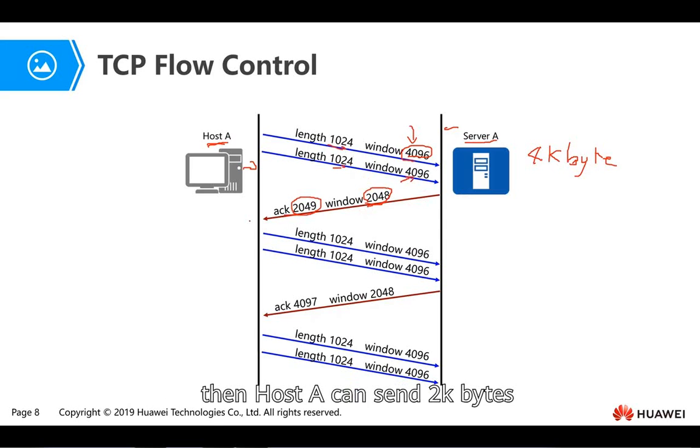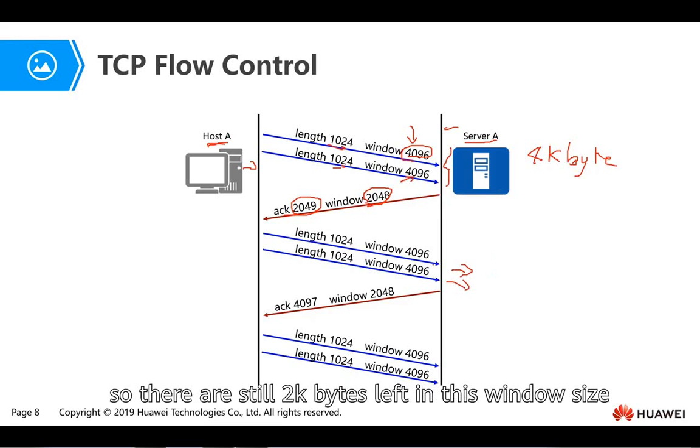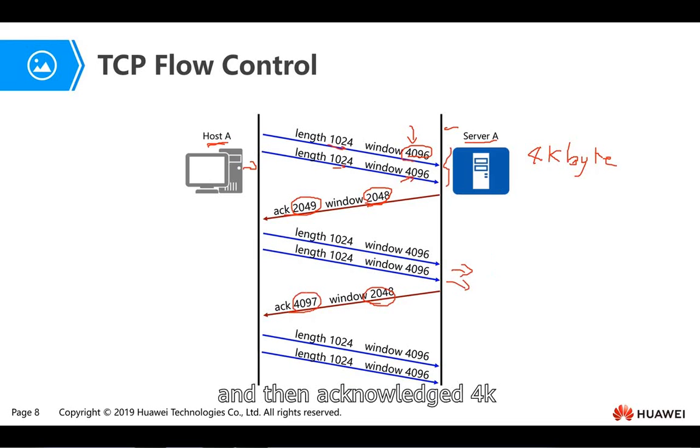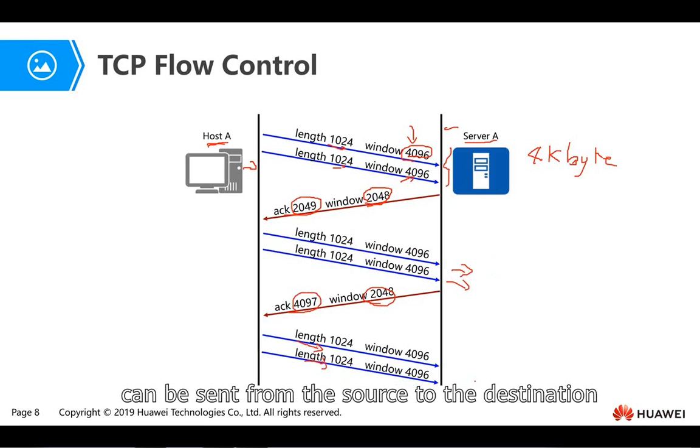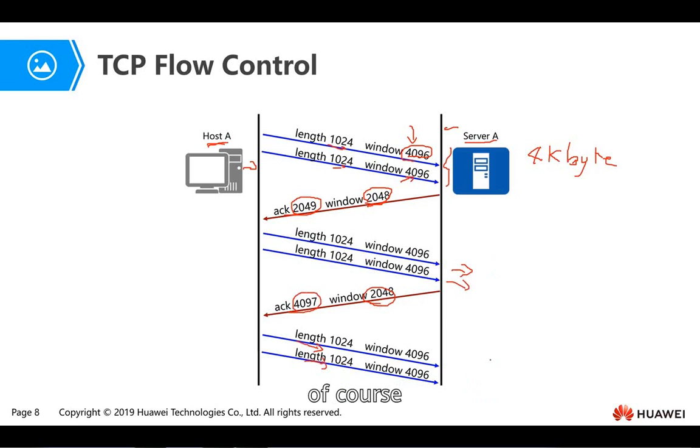Okay, then host A can send 2 kilobytes the next time, and then maybe the window size will be 4. Maybe the previously sent packets have already been processed by server A, so the window size still leaves 2 kilo, and then it acknowledges 4 kilo. Okay, then another 2 kilo can be sent from source to destination. Of course, because the window size is 4 kilo, you can send 2 kilo at one time.